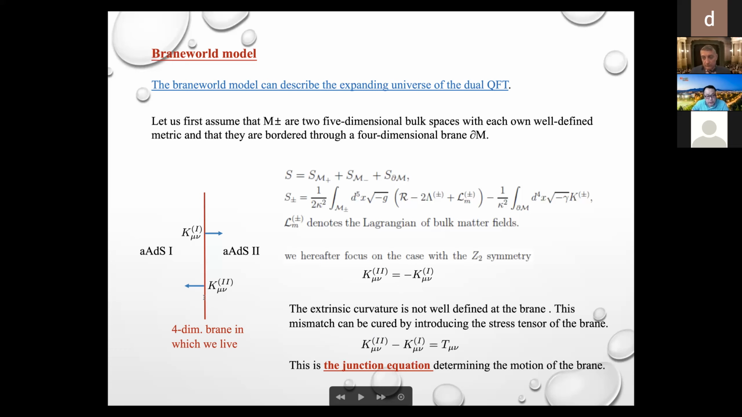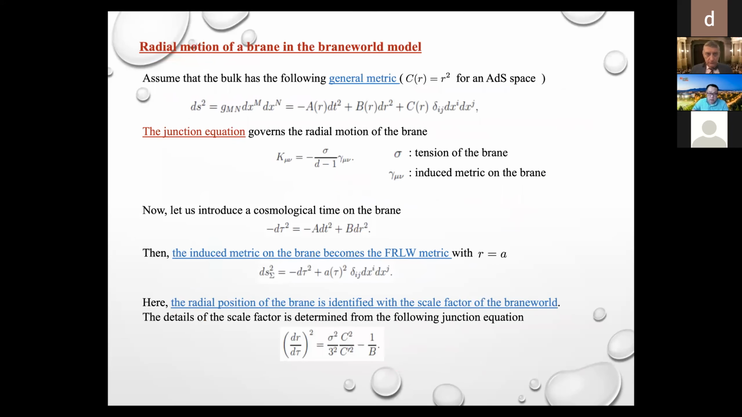Because we consider a brane, if the brane has some energy momentum tensor, then the mismatch of this extrinsic curvature is the same as the energy momentum tensor of the brane. So this is a continuity equation of the extrinsic curvature at the brane. This is called the junction equation. This junction equation determines the radial motion of the brane. Okay, so this is the detail.